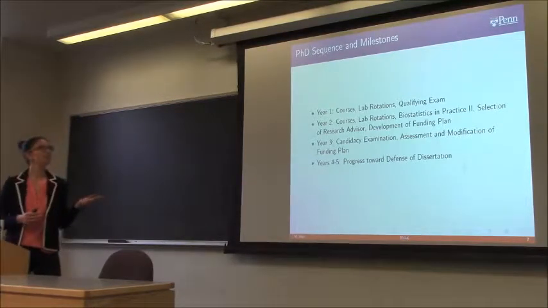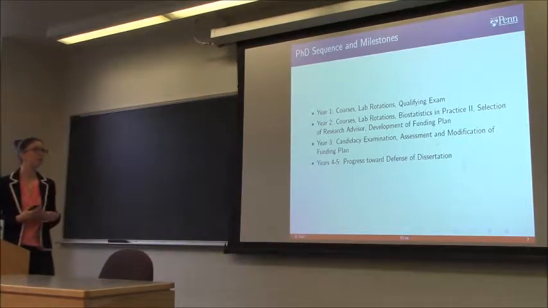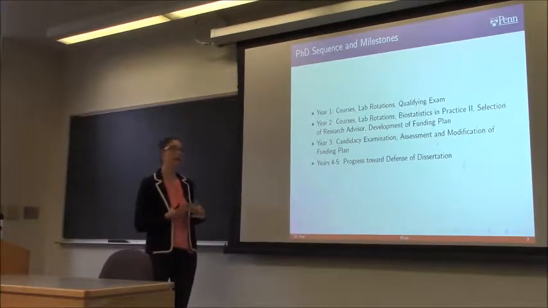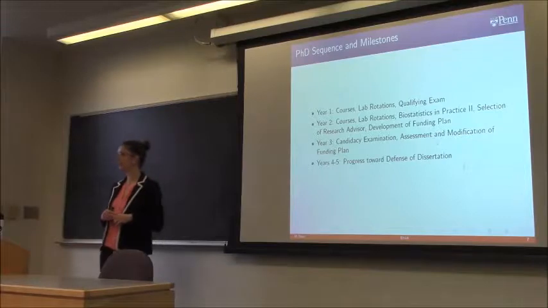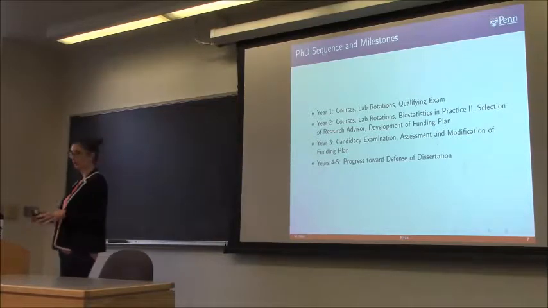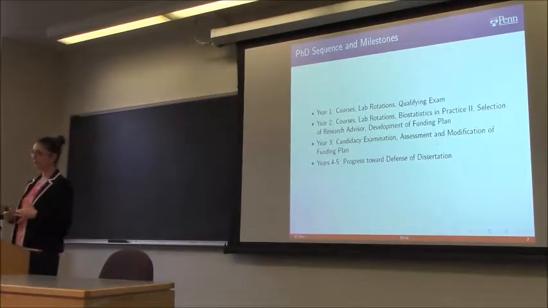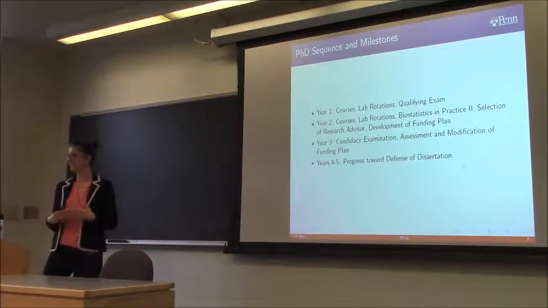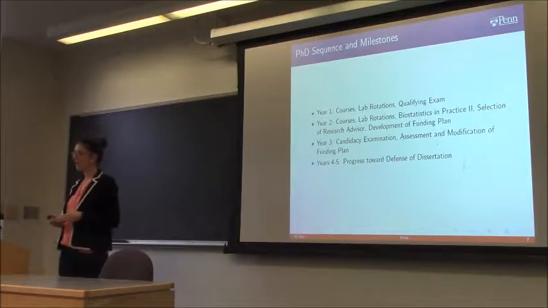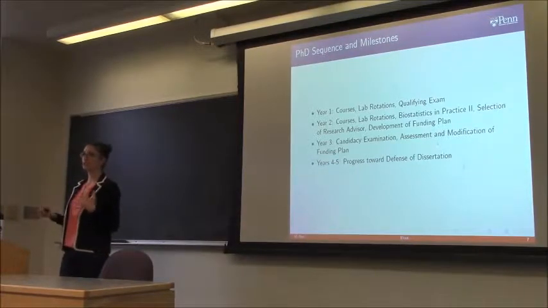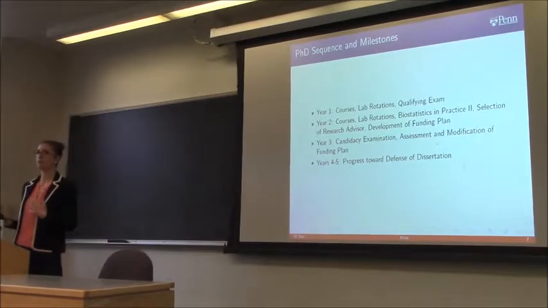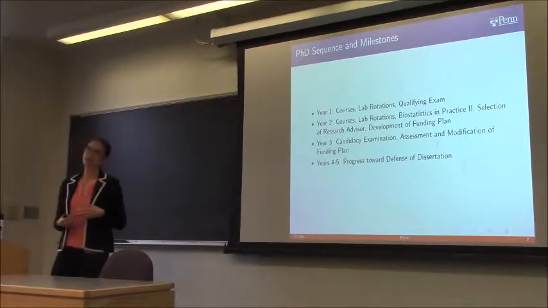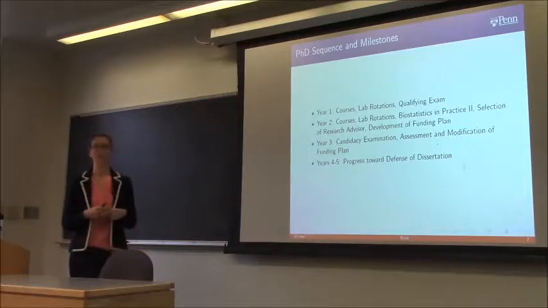So for the PhD students, this would be your typical timeline. In the first year, you'll take courses. You'll do something called a lab rotation, which I'll talk about in a second. And then at the end of the first year, you have 2 qualifying exams, an applied and a methods exam. And then in the second year, more courses, more lab rotations. You'll do a consulting seminar. And then at this stage, you'll select your research advisor and hopefully start to develop your actual research area. And then at this stage, you'll also need to come up with a funding plan.